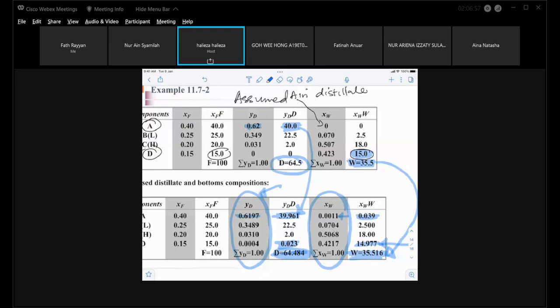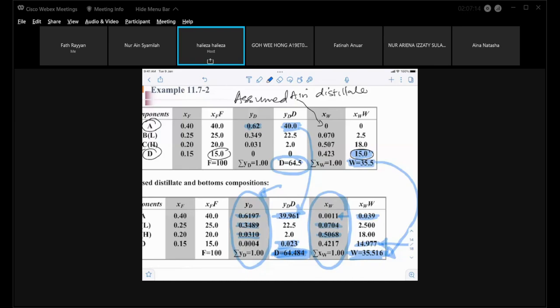A very small difference. Now you have to calculate the mole fraction for B and C too, because now the flow rate changes for the D. So you need to calculate that too. It's not the same now.